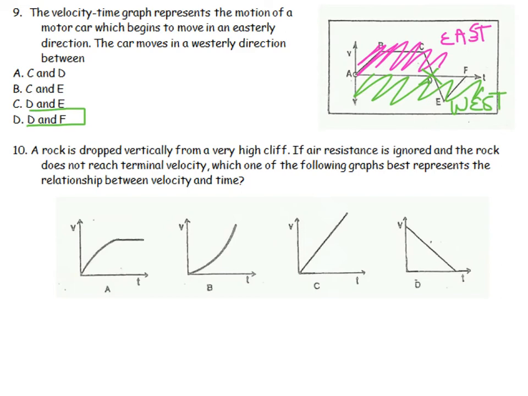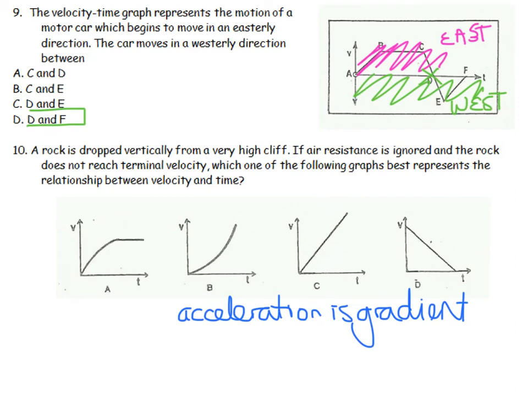A rock is dropped vertically from a high cliff. If air resistance is ignored and the rock does not reach terminal velocity, so in other words, we're going to keep going at 10 meters per second squared all the time. Which of the following graphs is the relationship between velocity and time? Velocity and time, acceleration is constant. Acceleration is gradient. Where's my constant gradient? Acceleration is also constant. So I am looking for a positive 10 meters per second squared, and that is represented by C.